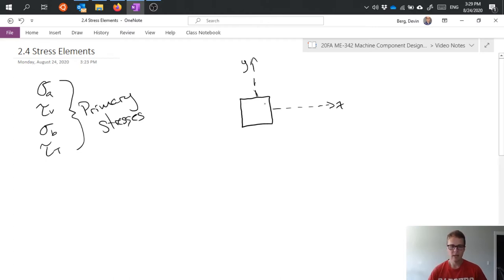And then with these axes defined and our stress element defined, we say there's going to be a normal stress in this direction. Let's call it sigma x, just because it's pointing in the x direction. A normal stress in this direction. Let's call it sigma y for the same reason. And then we might have a shear stress, which we need two arrows to represent. And we might call that tau xy, because it's oriented in the xy plane.